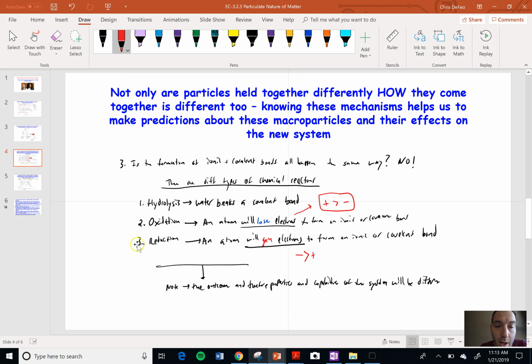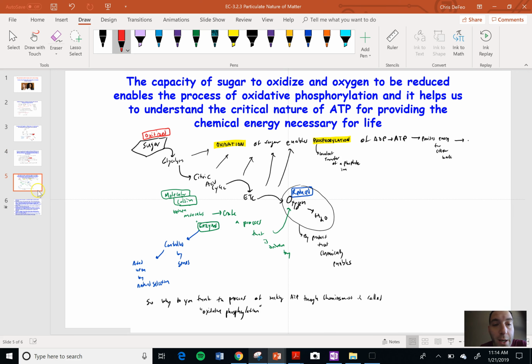Okay, so these types of reactions will affect the outcome and their properties. If you've got a system with more positive charge or more negative charge, you're going to have a very different set of chemical and physical properties. And nature has taken advantage of that.